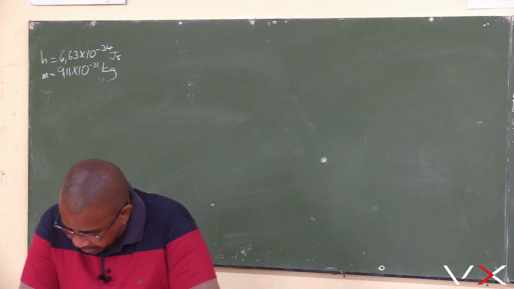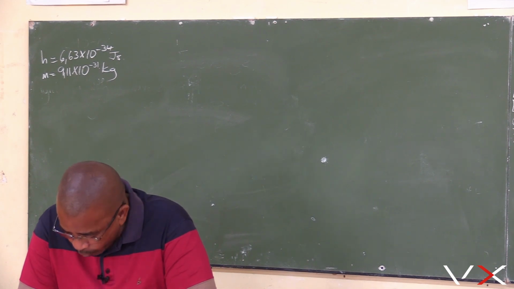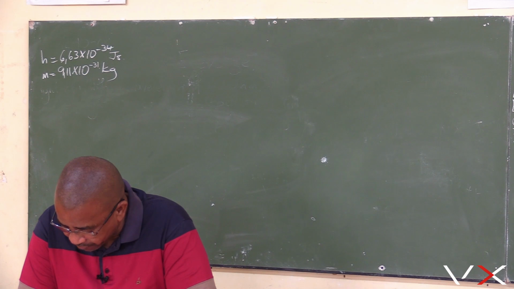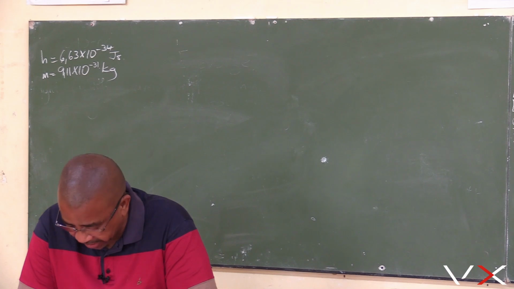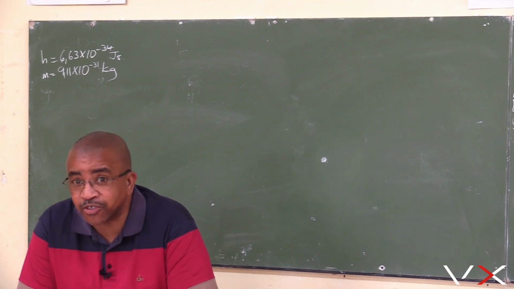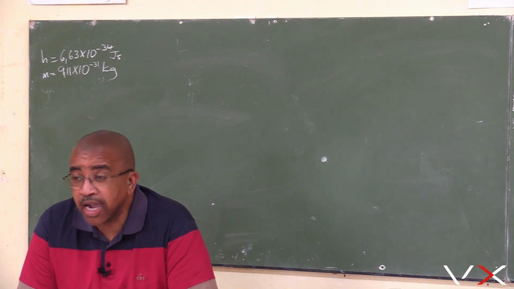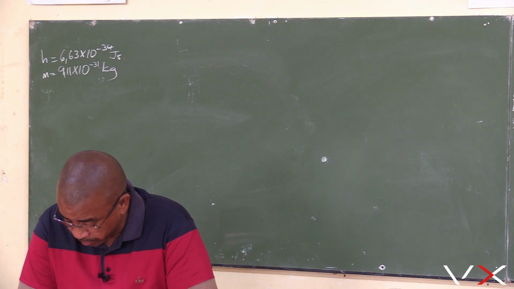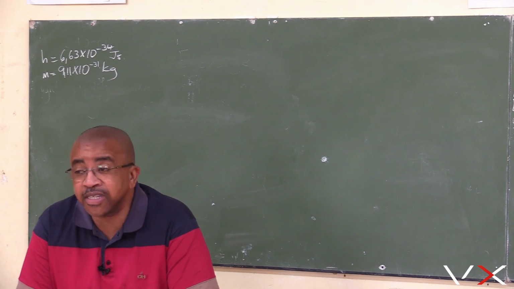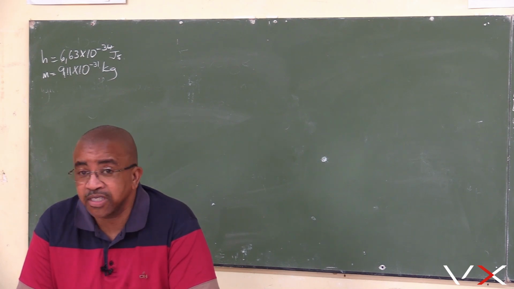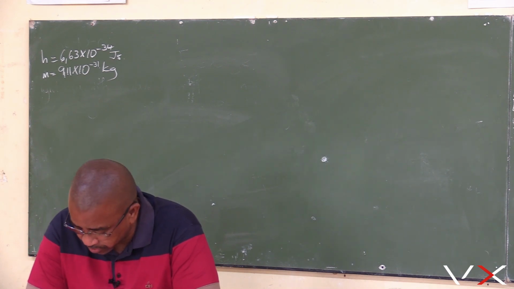The intensity of ultraviolet light illuminating the metal is now increased. What effect will this change have on the following? Kinetic energy of emitted photoelectrons. Now, the kinetic energy of emitted photoelectrons is not affected. Increase, decrease, or remain the same. So your answer will be remain the same. It will remain the same. The intensity does not affect the kinetic energy. The intensity affects the number of electrons.